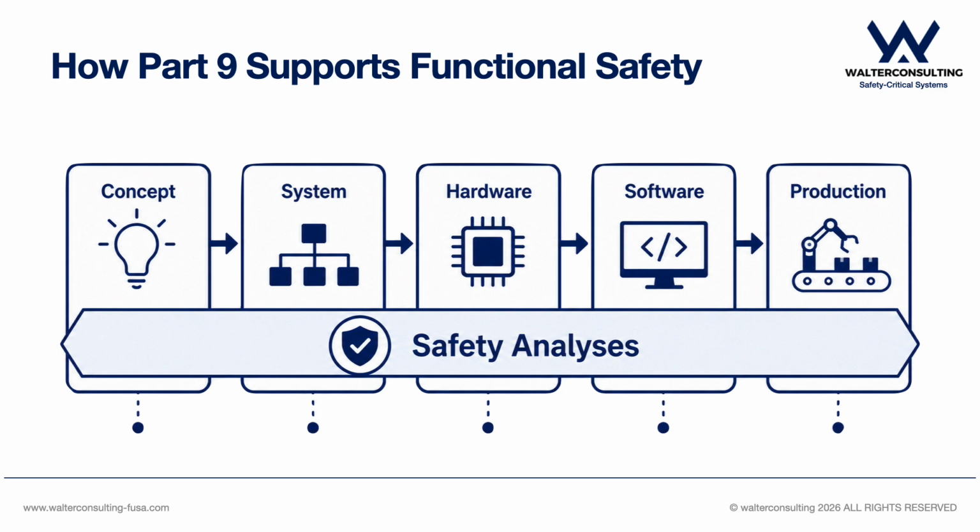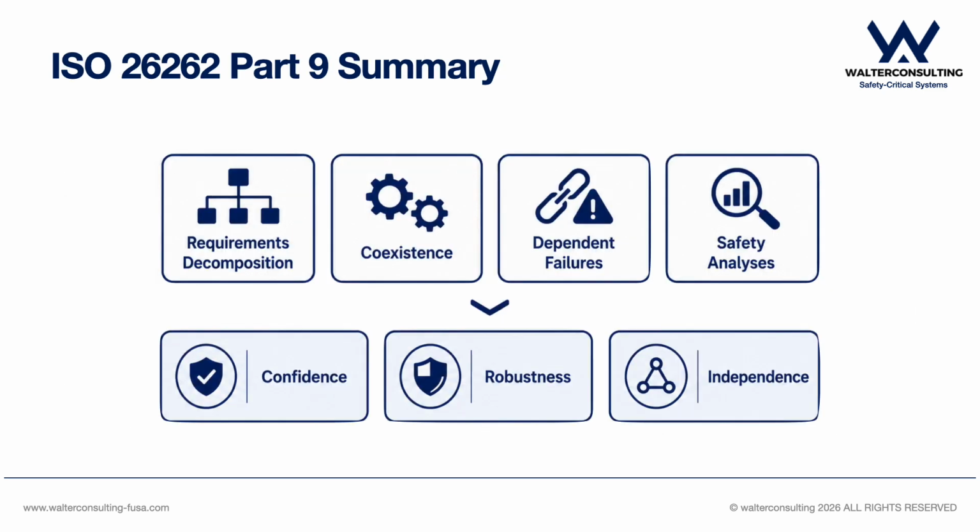Before we conclude, let's summarize the key takeaways. ISO 26262, Part 9 introduces a collection of analyses that strengthen functional safety throughout the development lifecycle. These include requirements decomposition, coexistence of elements, dependent failure analysis, and broader safety analyses. Rather than replacing engineering activities, these methods provide additional confidence that safety concepts are complete, robust, and capable of achieving their intended objectives. Many of these topics are extensive enough to deserve dedicated videos, and we'll explore them individually throughout this series.